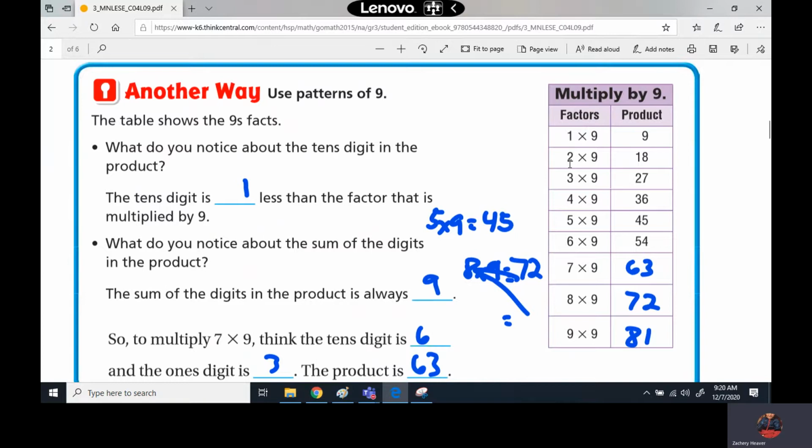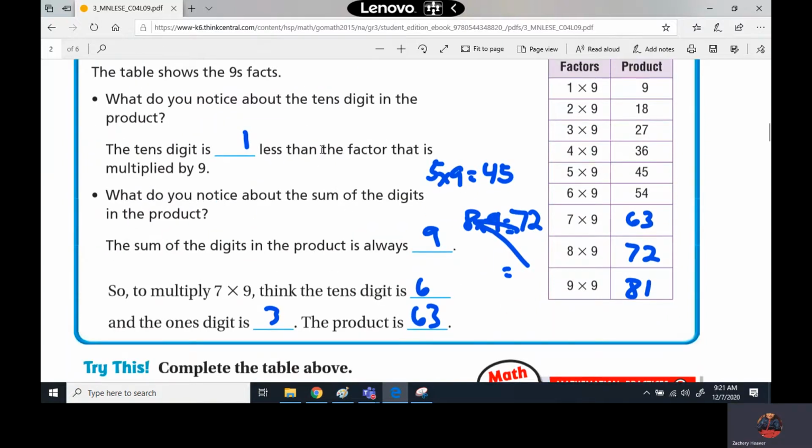For example, look at 2. What is 1 less than 2? It's 1. Look at 3. What is 1 less than 3? 2. 4, 3; 5, 4; 6, 5; 7, 6; 8, 7; 9, 8. That's the coolest thing. It's 1 less. Whatever you multiply by 9, if it's 5, 6, 7, it's going to be 1 less than that number. That's always going to be the tens digit, okay?